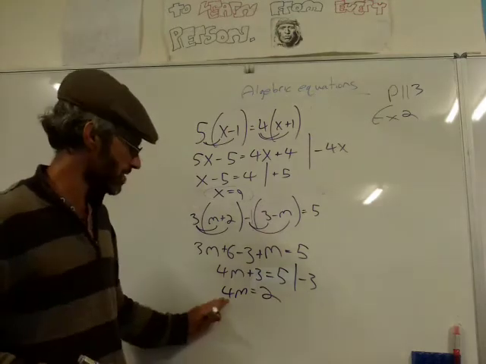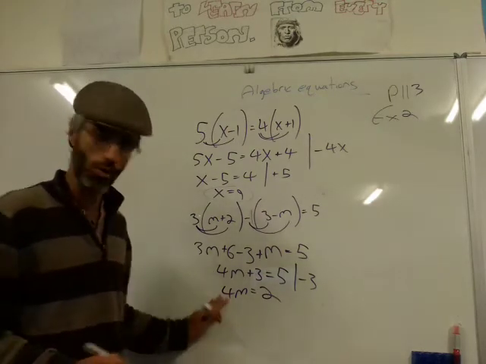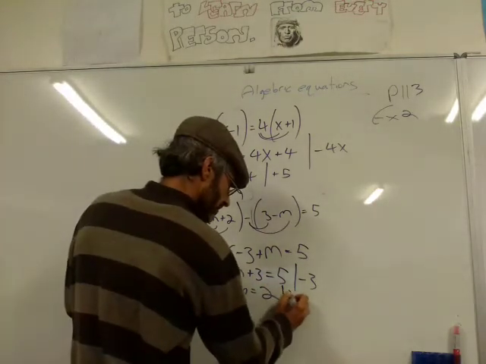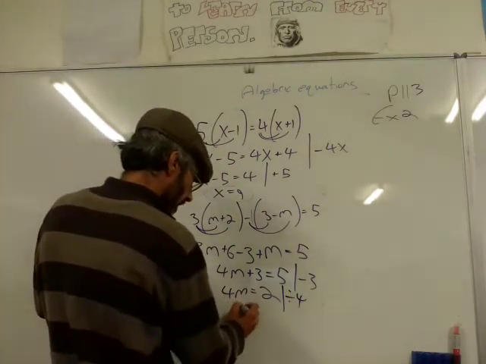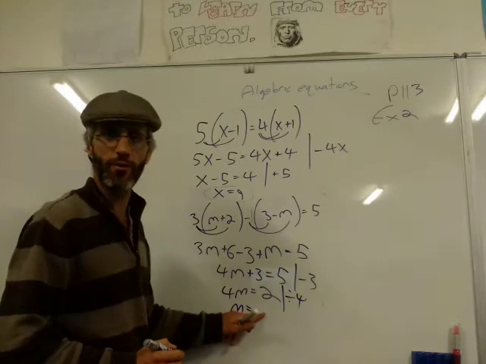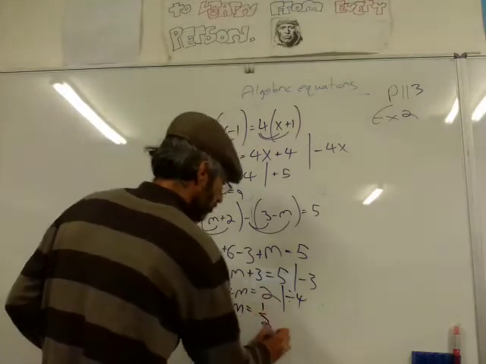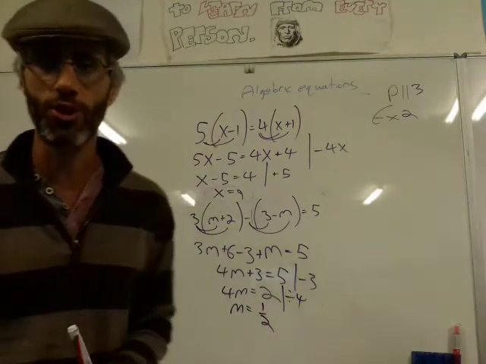And then the last thing we need to do is get rid of that constant, that 4, and I do it by dividing. Divide by 4. m equals, what is 2 divided by 4? It's a half. You can write 0.5, or you can write a half.